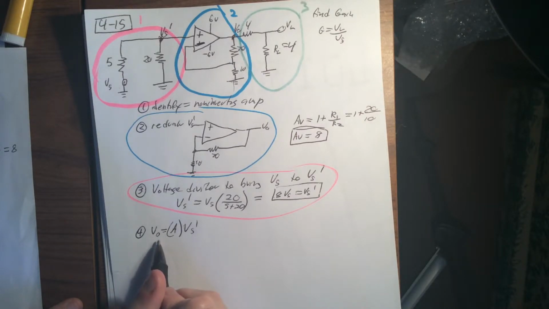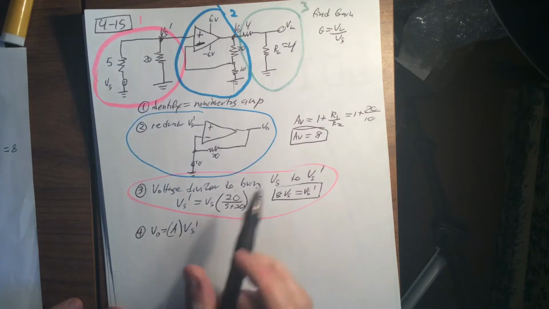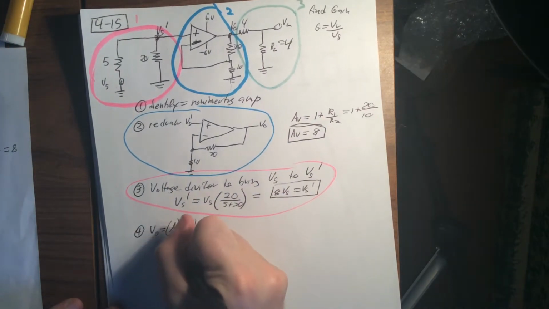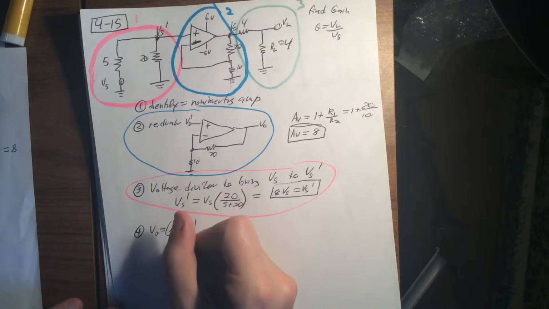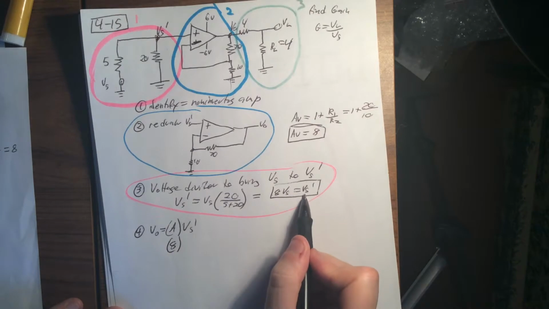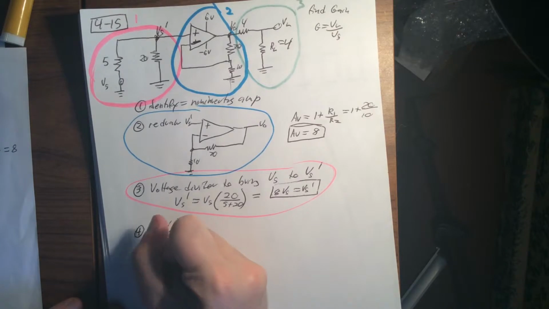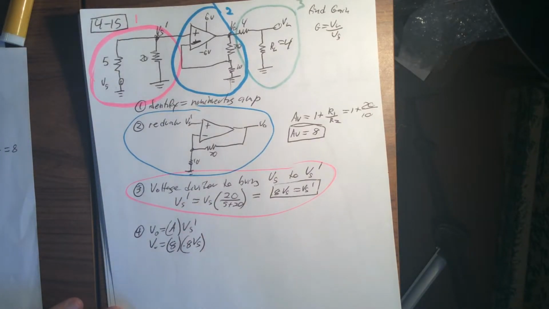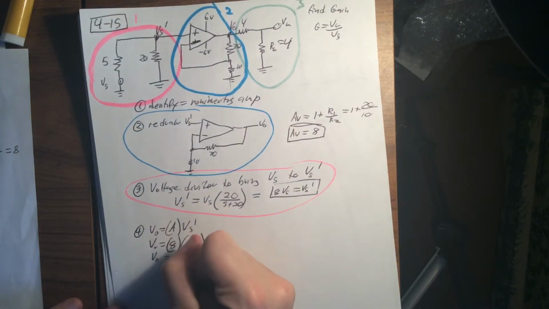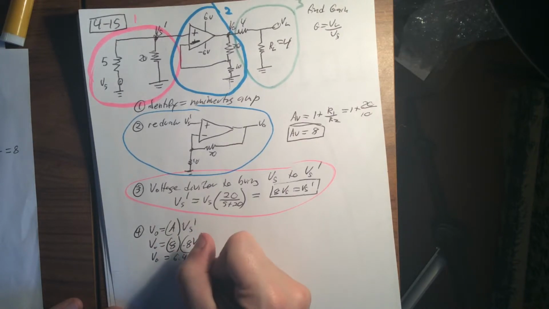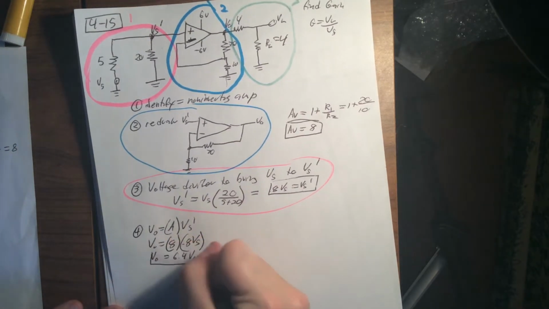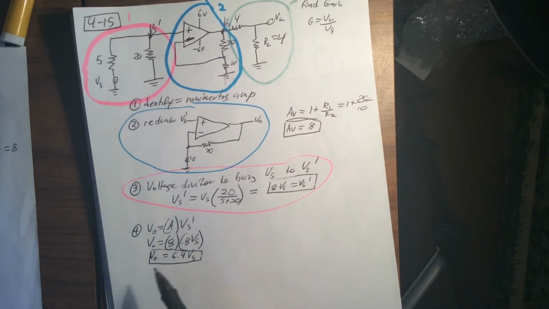So what do we have for this? We have our gain, our A is 8, so 8 times our Vs prime, which is 0.8 Vs, equals V out. That looks good to me. So V out equals 6.4 Vs. So let's box that one and save that. So that gives us our V out.